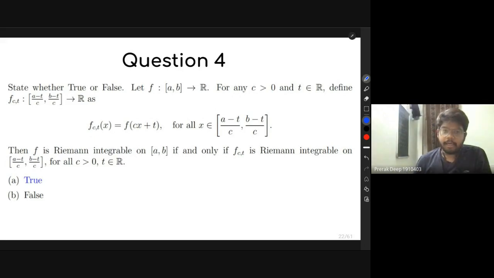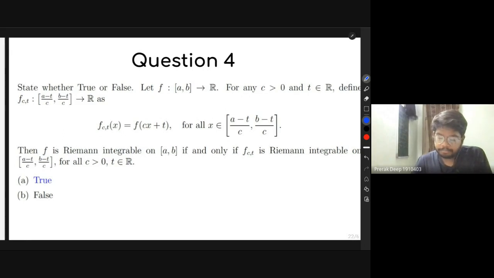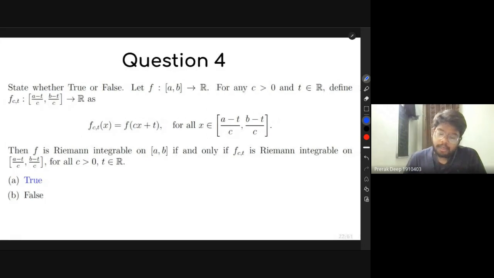Okay. Now let us move on to discuss question number 4. In this question again, it's a true false type question. We are given a real valued function f on a closed interval [a, b], for any constant c, which is a positive number, and a t in the reals, which is a real number. We define a function f_{c,t} from this interval to R in terms of the function f.